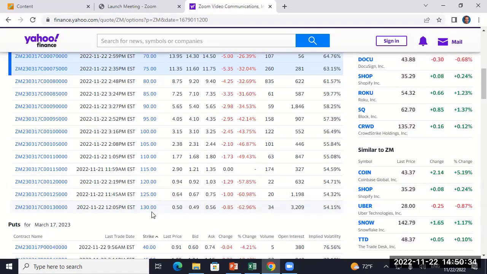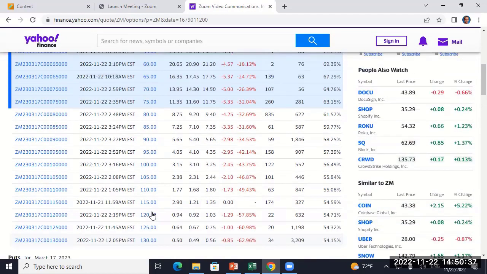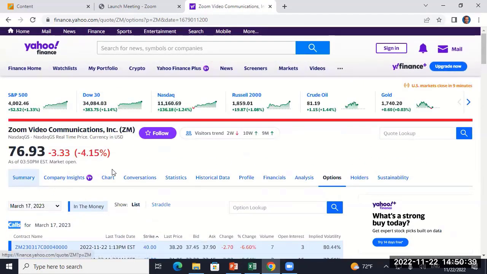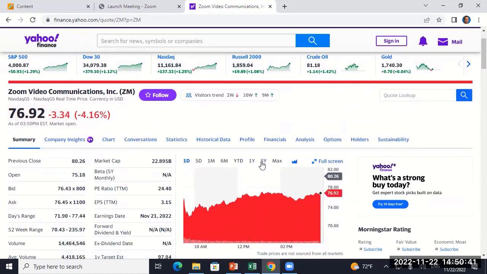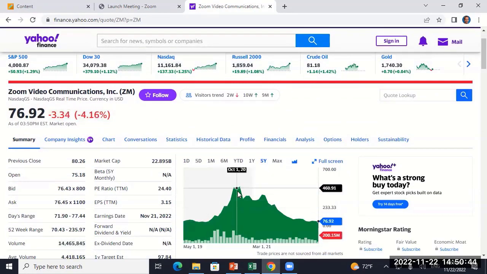Not very likely Zoom's going to shoot up to 130, but if you go back a few years, they were at $460. So could a stock that just a couple of years ago was at 460 go to over 130? How long did it take to get from here? It went from 70 bucks to 460 in 3 months. So could it do that again? Yeah, if we have another pandemic and everybody's on Zoom again. I guess it's possible.